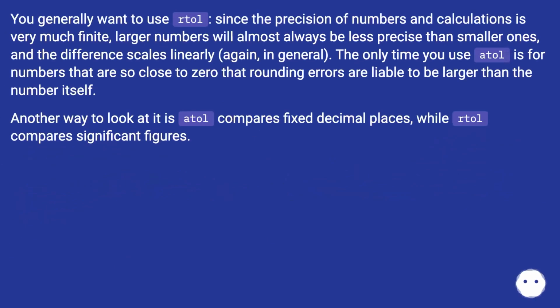You generally want to use rtol, since the precision of numbers and calculations is very much finite. Larger numbers will almost always be less precise than smaller ones, and the difference scales linearly, again, in general. The only time you use atol is for numbers that are so close to 0 that rounding errors are liable to be larger than the number itself. Another way to look at it is atol compares fixed decimal places, while rtol compares significant figures.